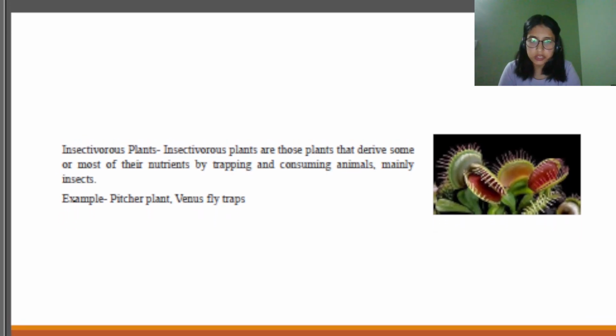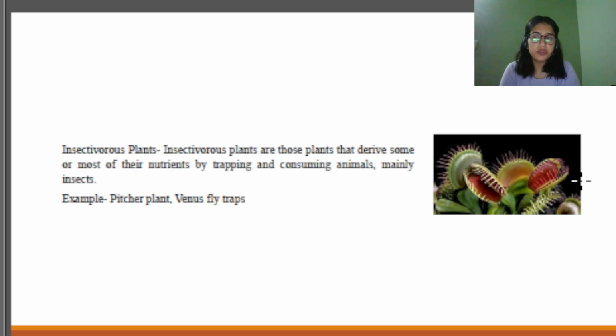Yes, now insectivorous plants. You can see in the picture, you can see a mouth. The tentacle-like structures are also there, which are used to trap the insect or any small creatures which may enter this path, and some chemicals will be released by this plant. Then the insect will be trapped in this narrow path and it will be eaten by the insectivorous plant basically. So insectivorous plants are those plants that derive some or most of their nutrients by trapping and consuming animals, mainly insects.